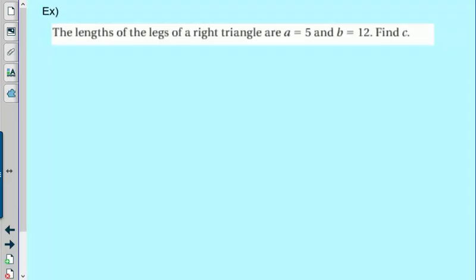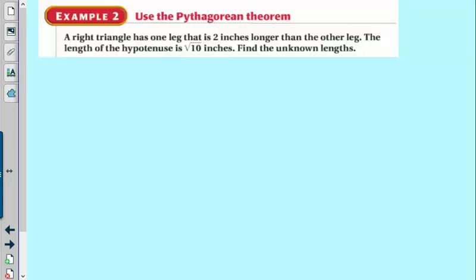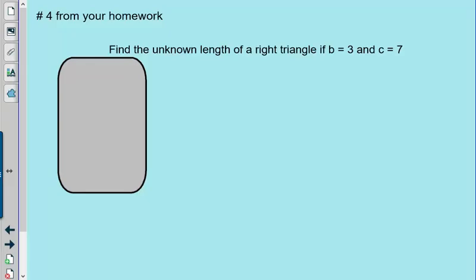Alright, let's go with 5 squared plus 12 squared equals c squared. So 25 plus 144 equals c squared. This one's a little bit nicer because you don't have to solve. c is already on its own side. Sometimes you end up with a perfect square, and sometimes you don't. I'm going to do a problem that we could actually simplify. I got this one over here, put in simplified radical form for you guys.